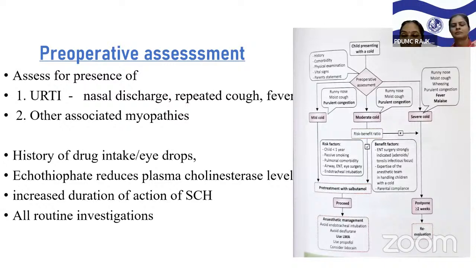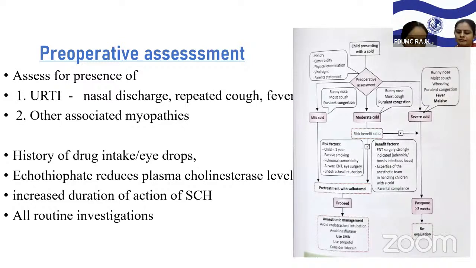Suppose your patient is having URTI, and that is of mild variety. Would you like to give anesthesia immediately, or ask the patient to come after some time? Since strabismus surgery is not an emergency surgery, it's an elective surgery, and we are going for a general anesthesia with ET in situ, I would postpone the surgery for more than 2 weeks and re-evaluate this patient after 2 weeks. Okay. It is usually 4 to 6 weeks, as the airway will be hyperreactive.